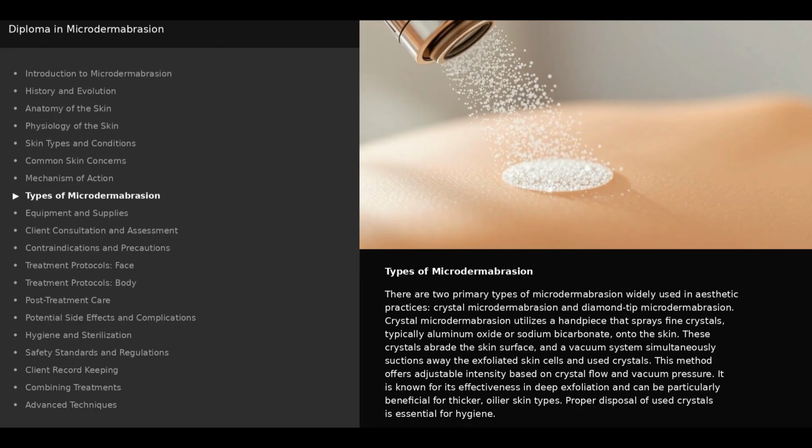This method offers adjustable intensity based on crystal flow and vacuum pressure. It is known for its effectiveness in deep exfoliation and can be particularly beneficial for thicker, oilier skin types. Proper disposal of used crystals is essential for hygiene.